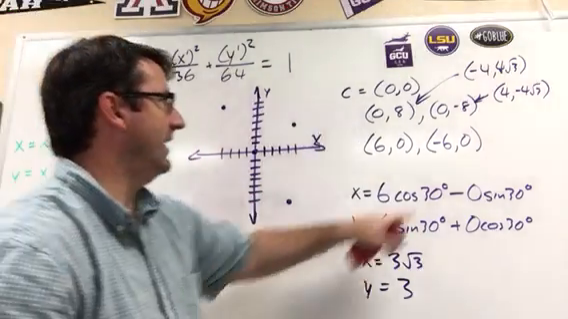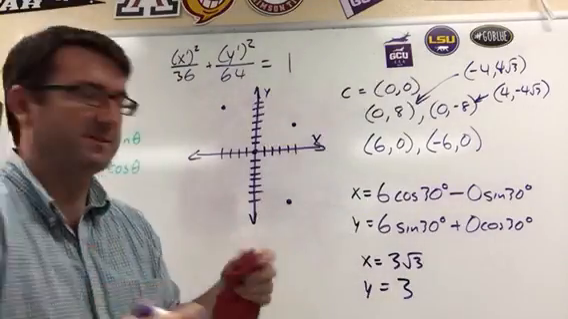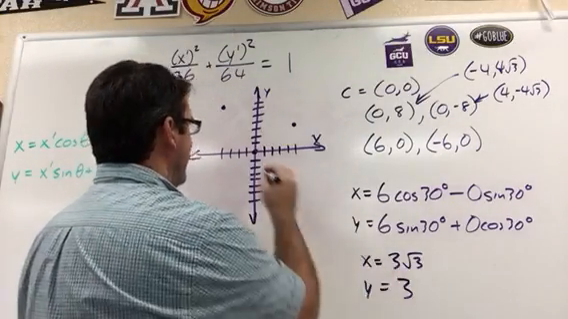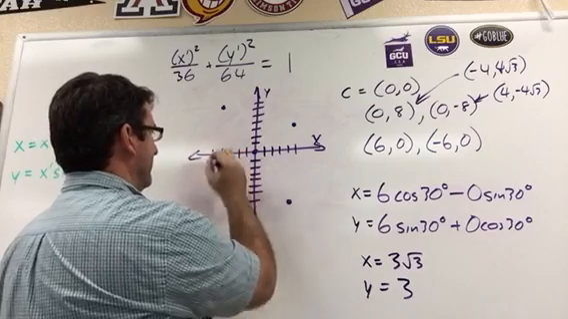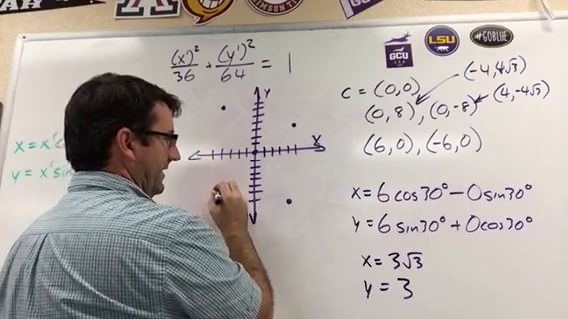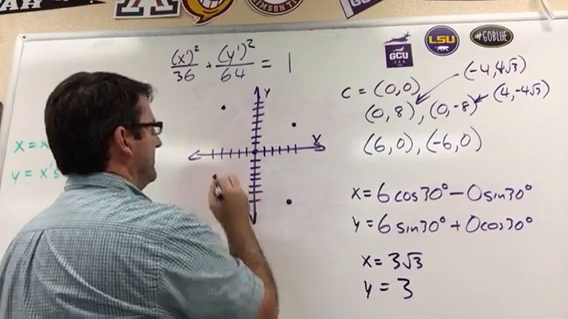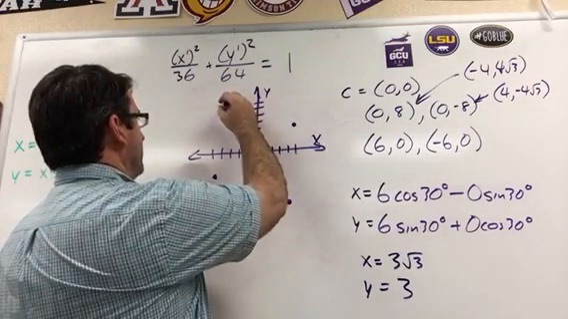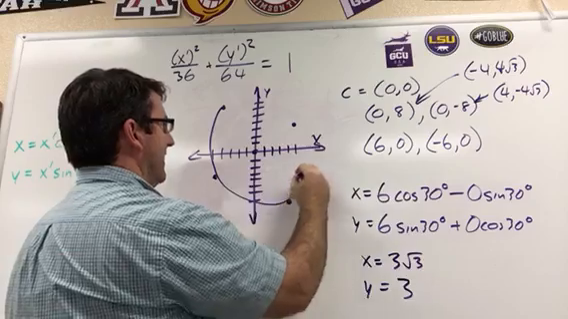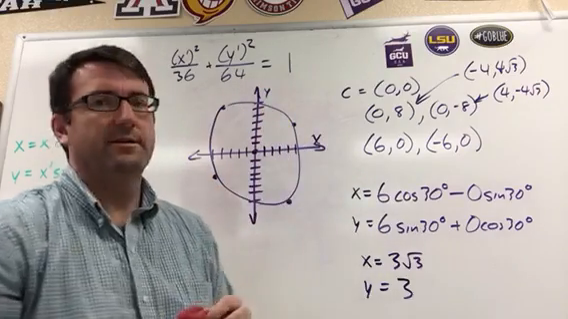And then this vertex is just going to have the opposite signs. So it'll be negative 3 square root of 3 and negative 3. So that vertex will be down there. And then we can draw that ellipse there.